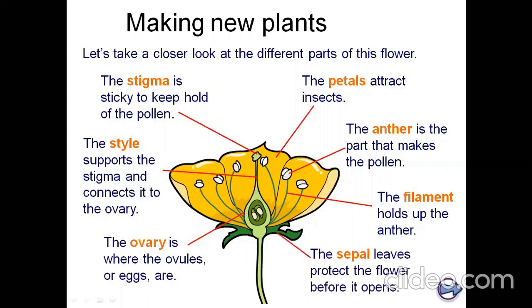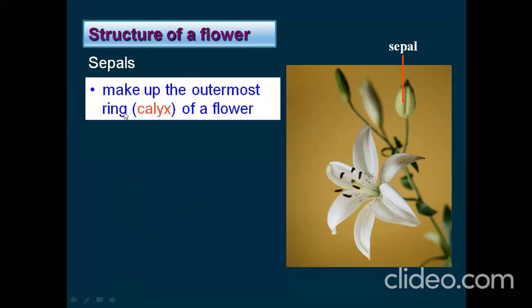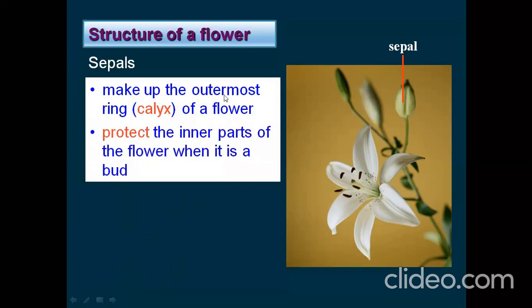The sepal leaves protect the flower before it opens. When the flower is in bud condition, this small green leaf protects the whole flower structure. Now you can see it here. These are sepals. So these two flowers are in bud condition. Sepals make up the outermost ring called the calyx. Several sepals come together. They form what? The calyx of the flower, and this protects the inner part of the flower when it is in bud.